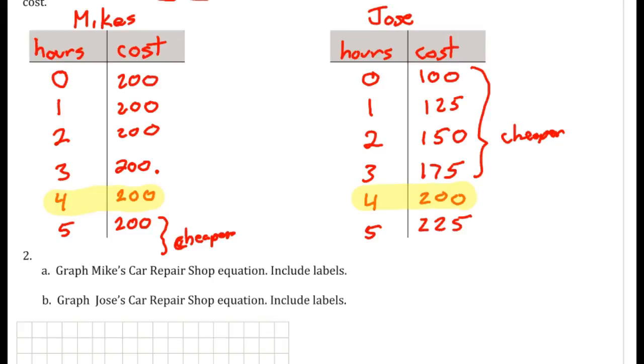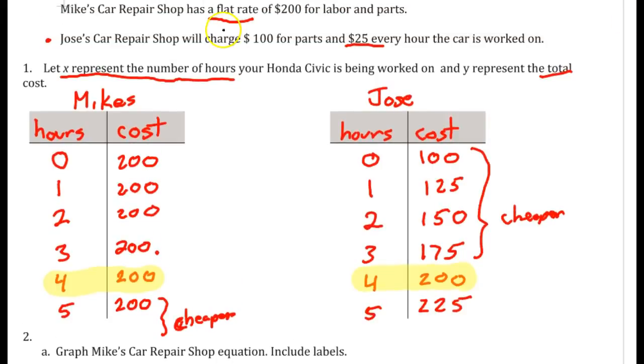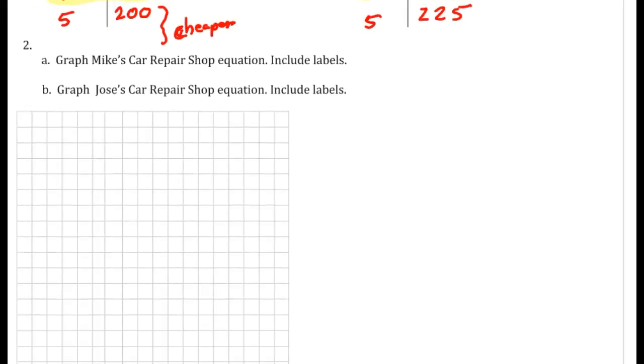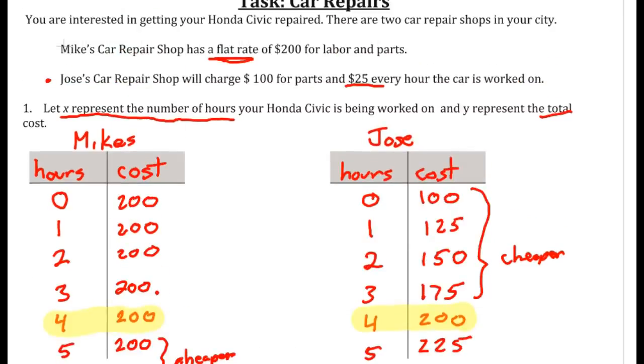So really, that's the only thing that's different as far as making the tables: knowing what flat rate means. So now you know flat rate doesn't go up or down. Okay. Remember, rate is another word for slope, by the way. So a flat rate is like a zero slope. I'm going to put that in there. For this one, the slope, flat rate means 0. Here it says 25 every hour, so you know the slope is 25.